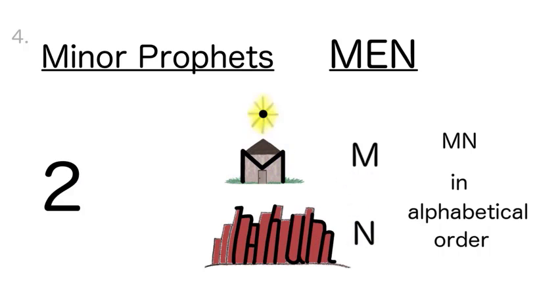Let's say the books only three times with the pictures. Micah, Nahum. Micah, Nahum. Micah, Nahum.